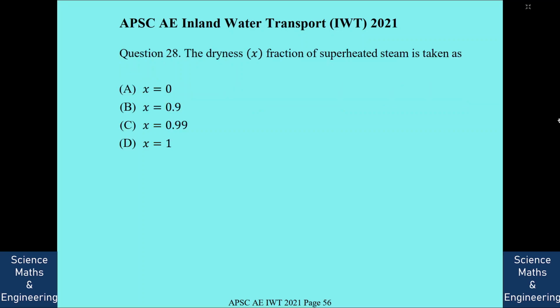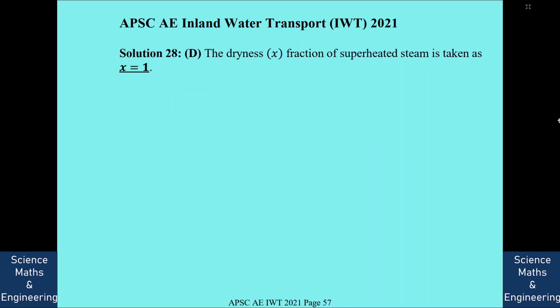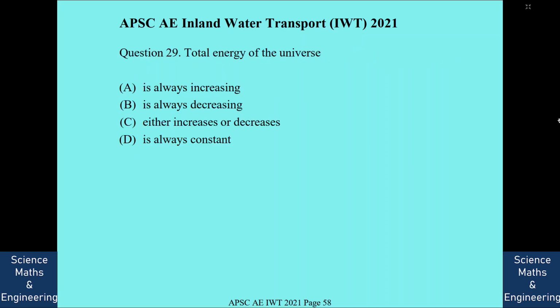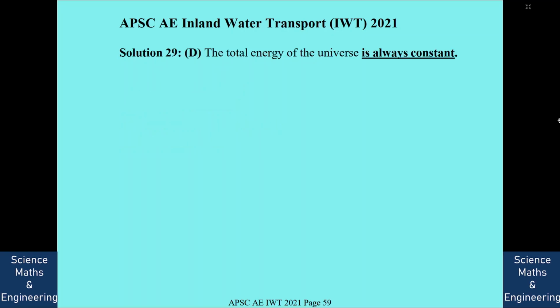Next, the dryness fraction, that is x, of superheated steam is taken as x equal to 1. Next, total energy of the universe, A, is always increasing, B, is always decreasing, C, either increases or decreases, or D, is always constant. The answer is, the total energy of the universe is always constant.